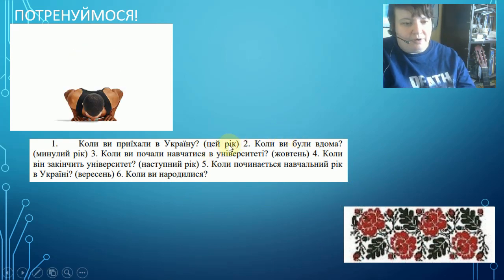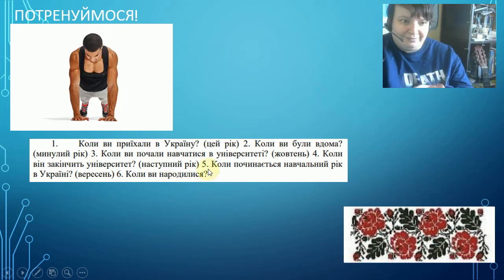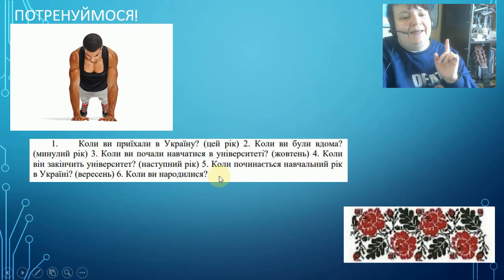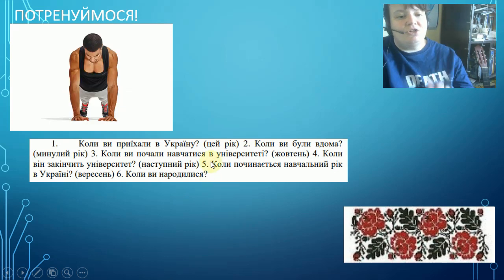And here is a prompt. Цей рік, this year, минулий рік, last year, жовтень, October, наступний рік, next year, вересень, September. Everywhere we have prompts except the first question because you need your own month here. And you see that the prompts are in nominative case. So stop the video, try to answer these questions using locative case.